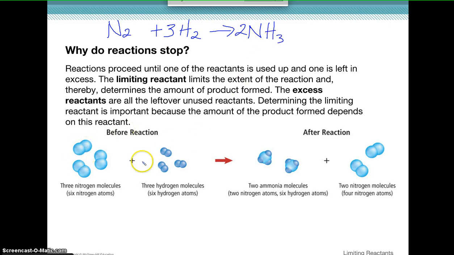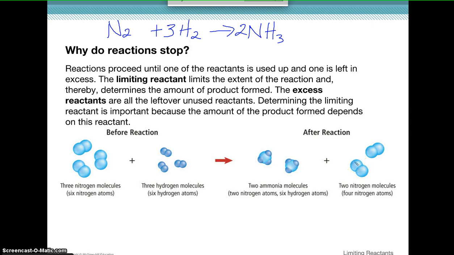So if we have 3 of each, nitrogen and hydrogen, we're only going to use one of those nitrogens, and we're going to use all of the hydrogens. So in this particular case, we're going to have nitrogen molecules left over, which makes hydrogen the limiting reactant and nitrogen the excess reactant. Okay.